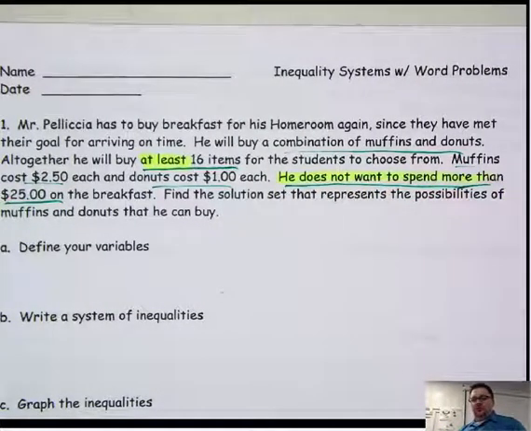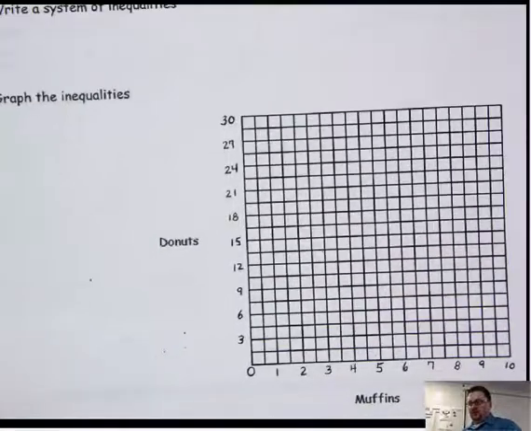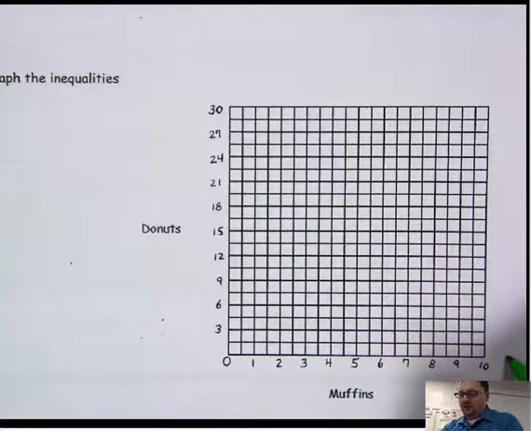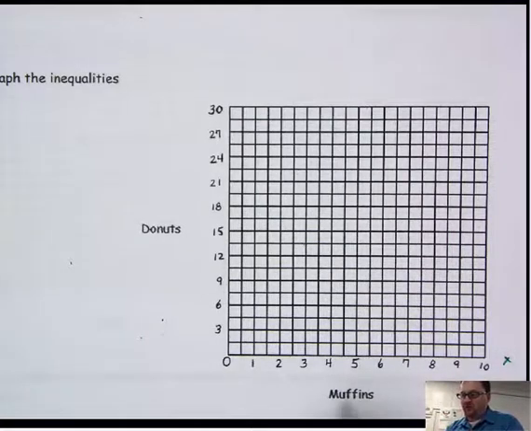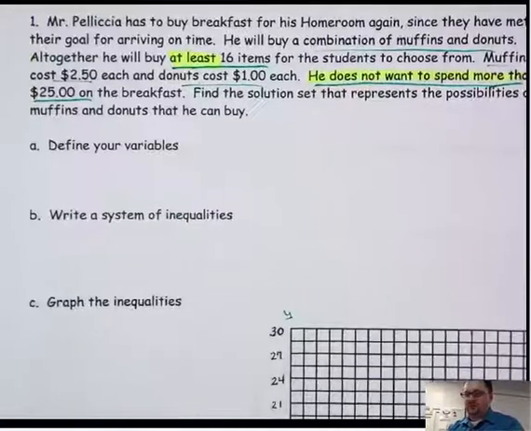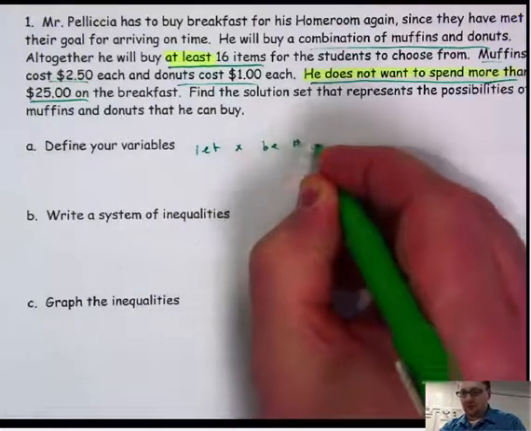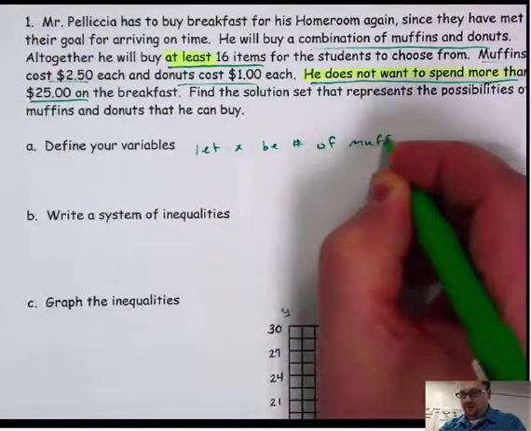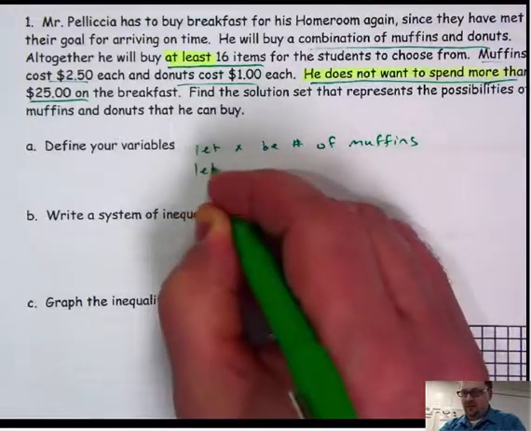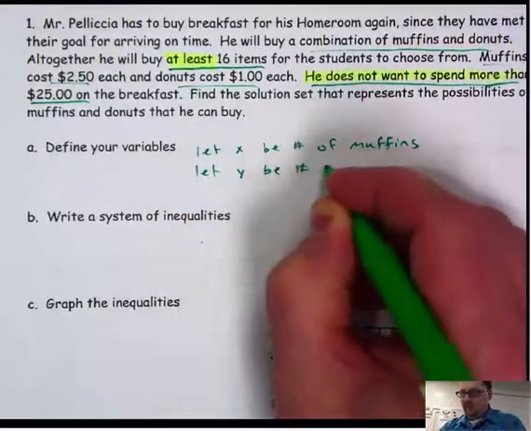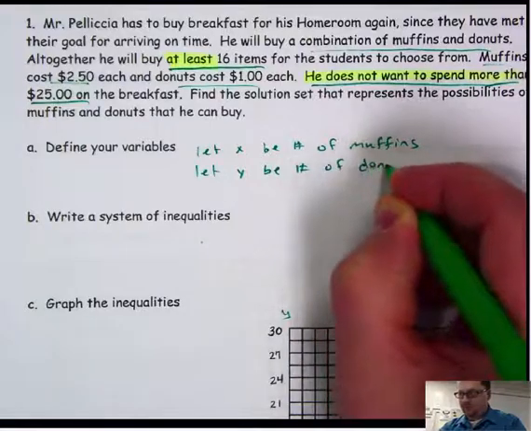Okay, so you'll notice the structure of this. We're going to start off going back to the idea of VWAC. Let's define our variables. And you do have a little bit of a hint here. If you look here, the x-axis is down here, and that's telling you muffins, and the y-axis here is labeled as donuts. And what that means when we define our variables is that we're going to let x be the number of muffins, and we're going to let y be the number of donuts.